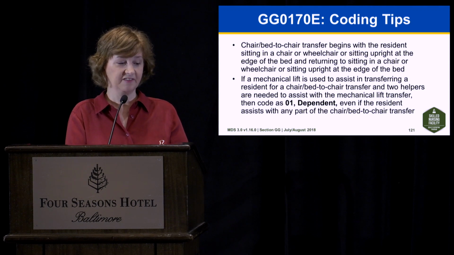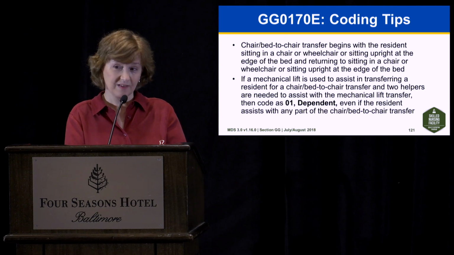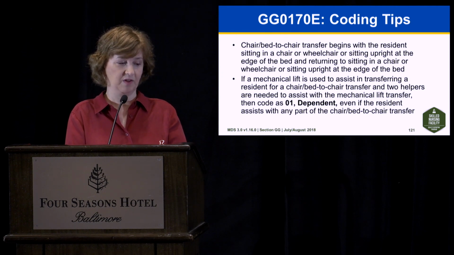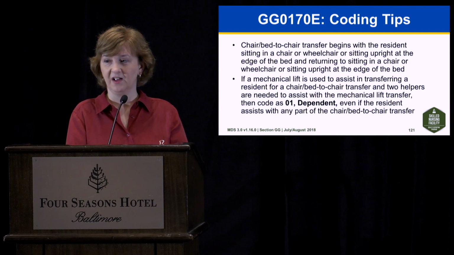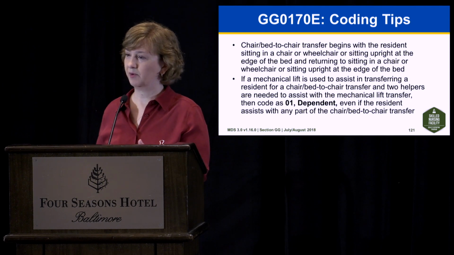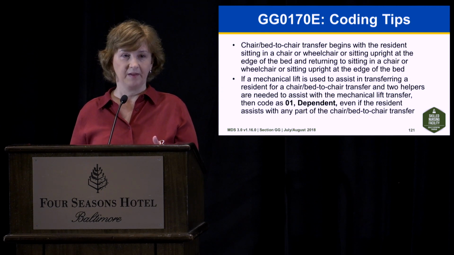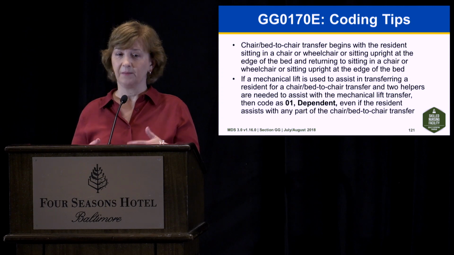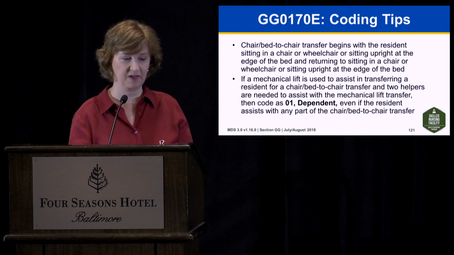If a mechanical lift is used to assist in transferring a resident to or from the bed or chair, and 2 helpers are needed to assist because of using the mechanical lift, you would code 01 dependent, even if the resident assists with any part of the transfer. And again, that goes back to what I mentioned earlier when we were going over self-care with Alice, that if the resident is helping a little bit, but 2 helpers are needed, the decision tree will direct you to a level 1 because it's 2 helpers.